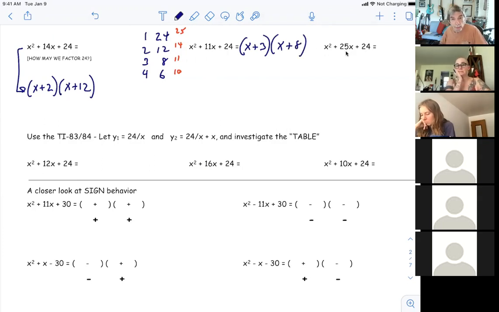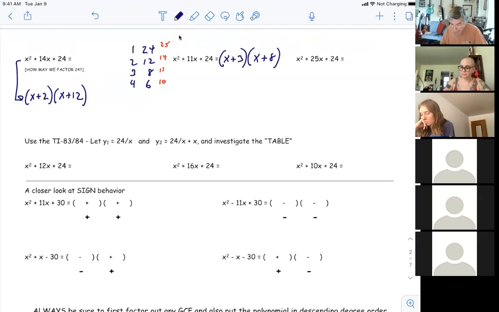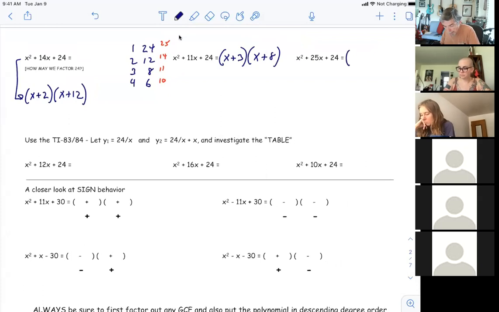And there's the one using the 25. There's a 25 in the middle. And we can factor this x plus 1, x plus 24. Those multiply out to make the 24, and they add up to make the 25.